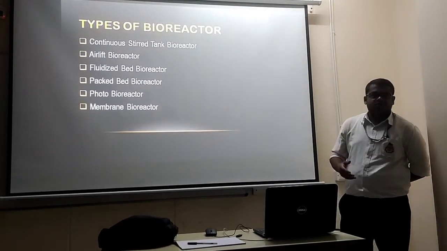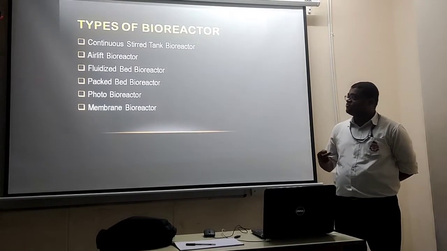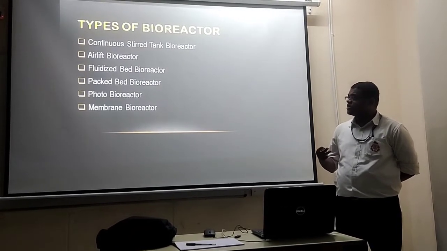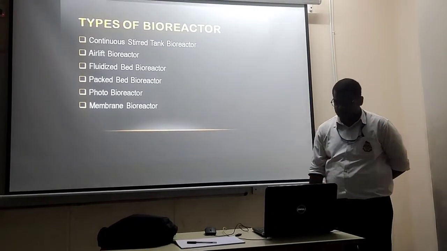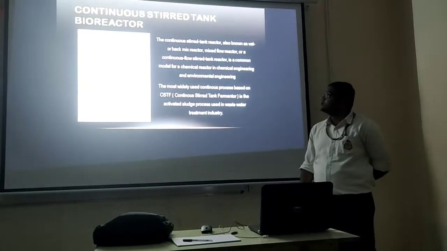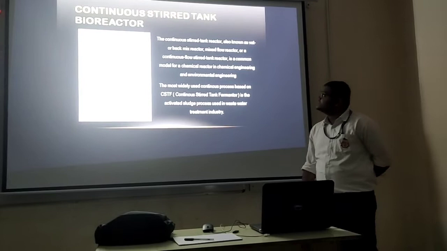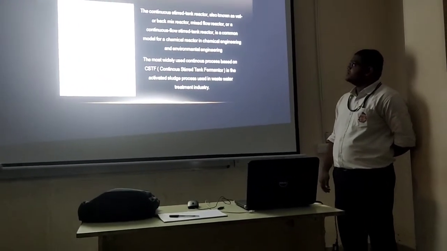There are many types of bioreactors. For example, continuous state bioreactor, airlift bioreactor, fluid bed bioreactor, packed bed bioreactor, photobioreactor, and membrane bioreactor. Coming to the first one, the continuous state bioreactor. A continuous state bioreactor is also a wet or batch reactor.